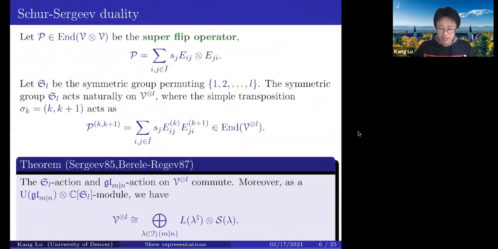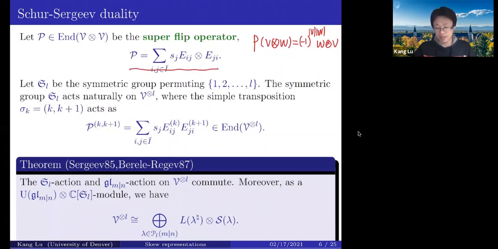So this is the super analog of the Schur-Weyl duality. For the symmetric group, you have the symmetric group action given by the super flip operator. It satisfies P(v tensor w), when you interchange the order, you will have (-1)^{p(v)p(w)}, the parity for v and parity for w, times w tensor v. So you just have one more sign there. Then for the symmetric group, the simple transposition s_k, the action corresponds to this super flip operator acting on the k-th factor and the (k+1)-th factor.